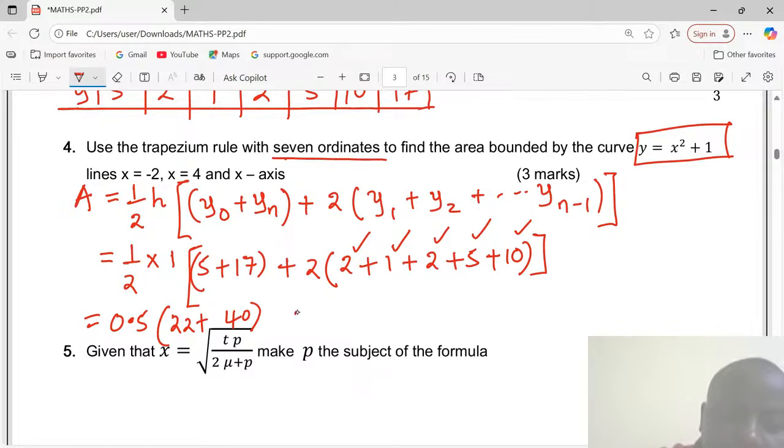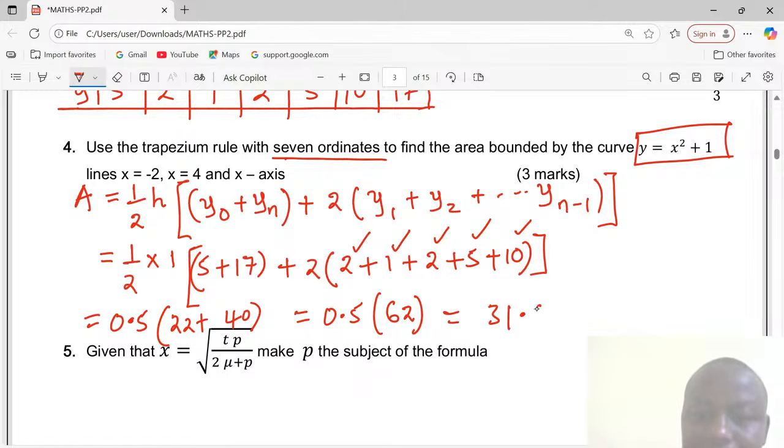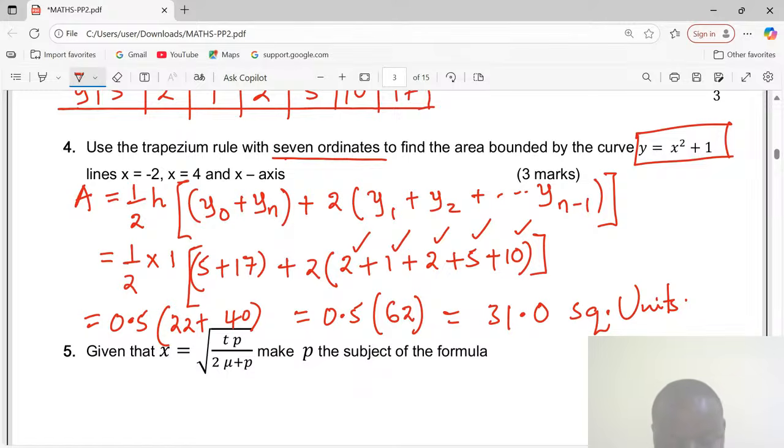So we'll be now taking 0.5 multiplied by 62, which is going to be exactly 31 square units. So that is the application of what we are calling the trapezium rule. Remember to follow up with our programs for proper equipment towards your KCSE.